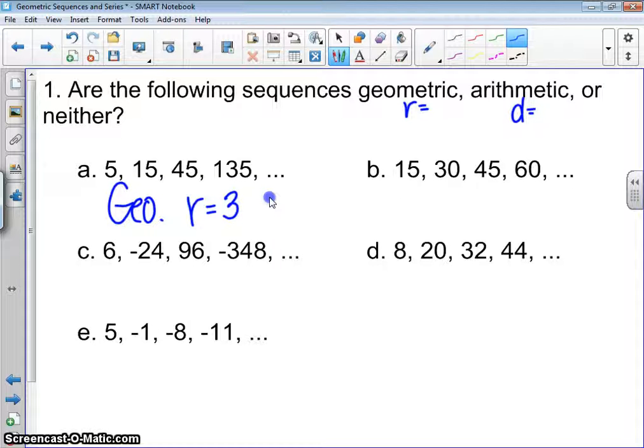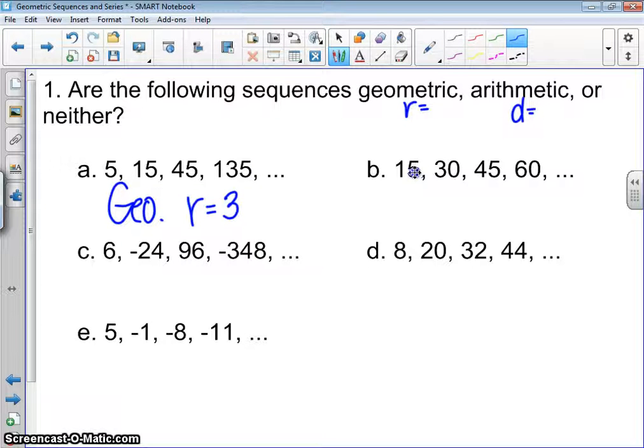And that has to be constant. Like if this was multiplied by 3 to get 15, and this was multiplied by 3 to get 45, and then this number was like 90, then we cannot do that. So it has to be consistent between all the terms. You don't need to just check the first one and then quit. You need to make sure that that's consistent for all of them.